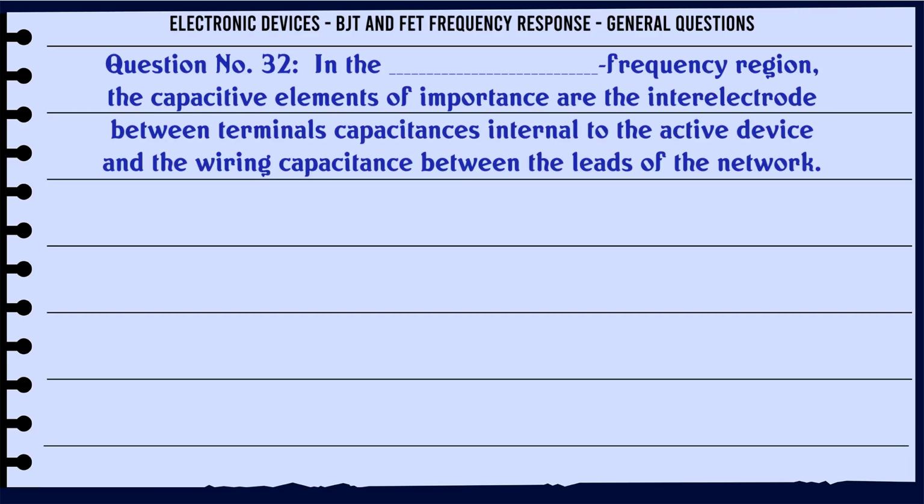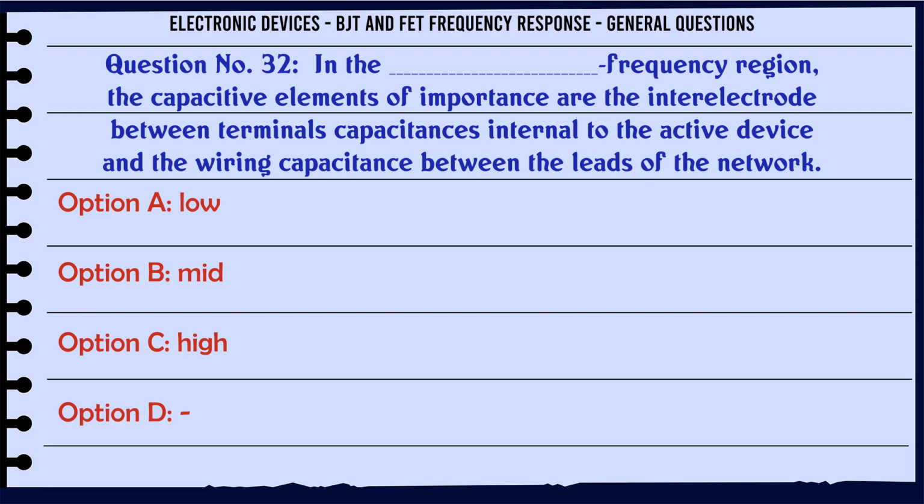In the ___ frequency region, the capacitive elements of importance are the interelectrode capacitances between terminals, capacitances internal to the active device, and the wiring capacitance between the leads of the network. A. Low. B. Mid. C. High. D. ___. The correct answer is high.